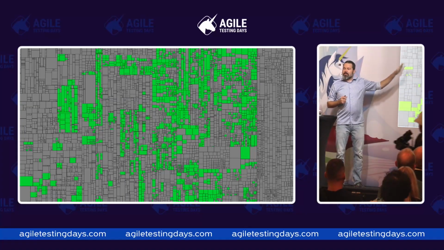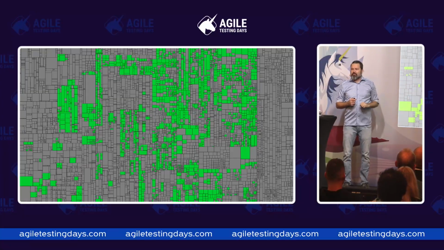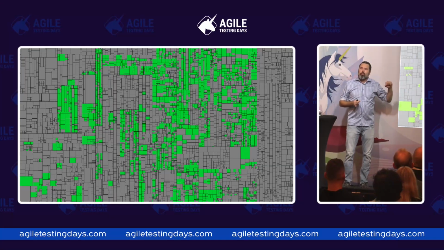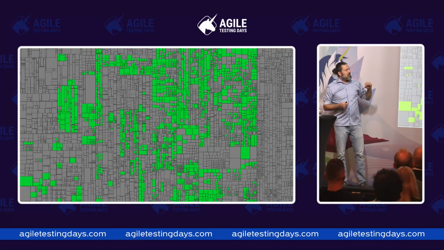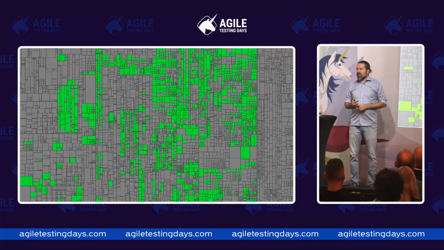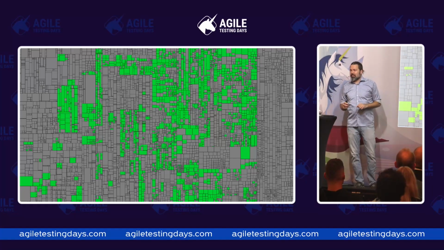All the rectangles that are green are methods that were executed by the automated tests of Pixelitor. And everything that's gray was not executed by the automated tests of Pixelitor. So if we introduce a new bug somewhere in one of the rectangles, if it's a green rectangle, there is a chance that an automated test finds that bug. If it's gray, there's no chance that an automated test finds that bug.